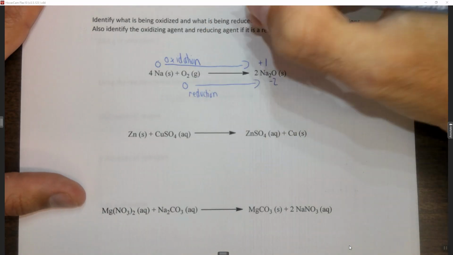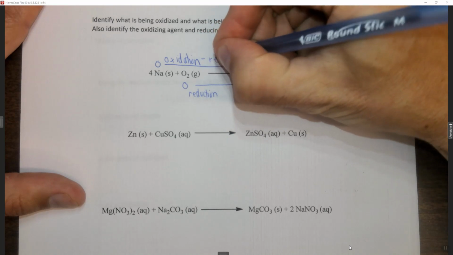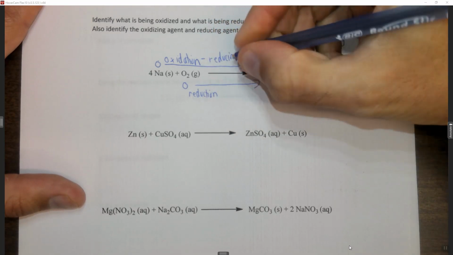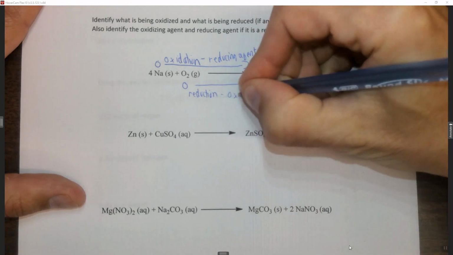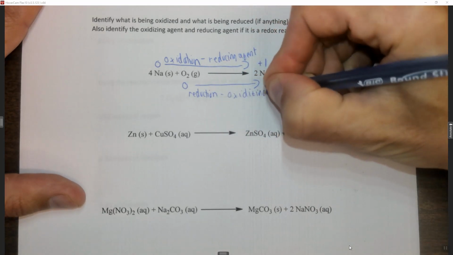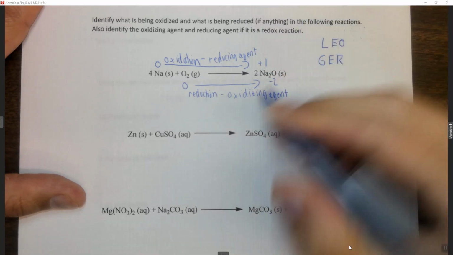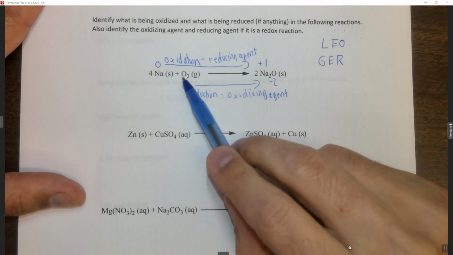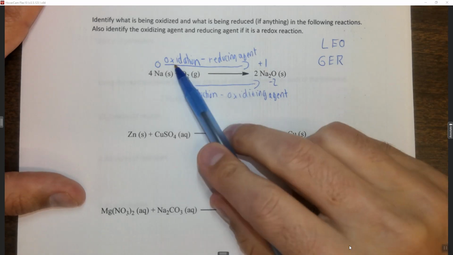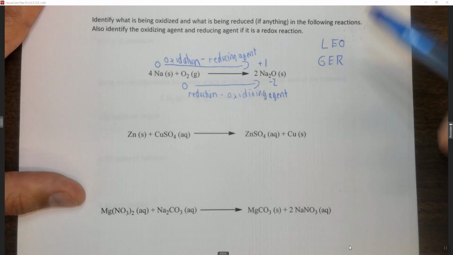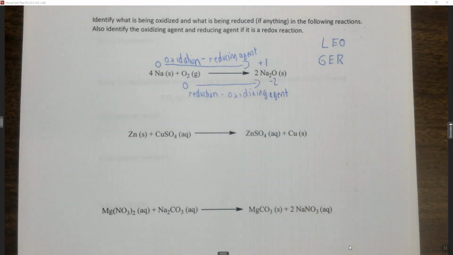So if something undergoes oxidation, it is the reducing agent. If something undergoes reduction, it is the oxidizing agent. And the reason for this is the thing that undergoes oxidation reduces the other thing, the thing that undergoes reduction. The thing that undergoes reduction oxidizes the other thing, which is oxidation. In Gen Chem, oxygen is usually the oxidizing agent. That's where oxidizing agent got its name from. There are things that are strong enough to oxidize oxygen, but you're not going to see any of those here.